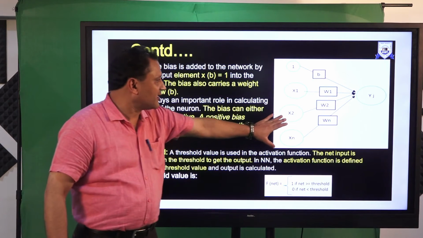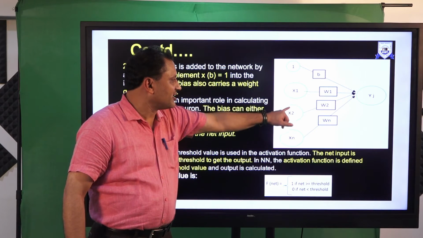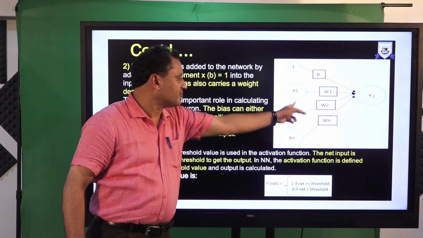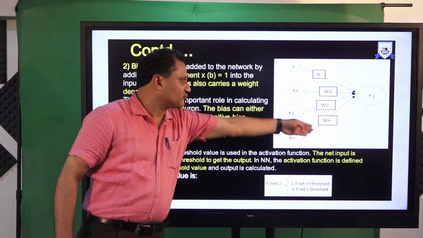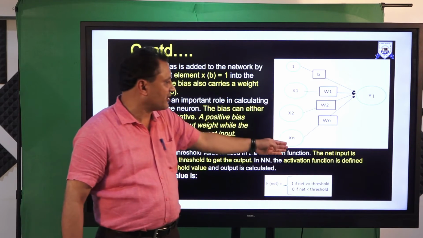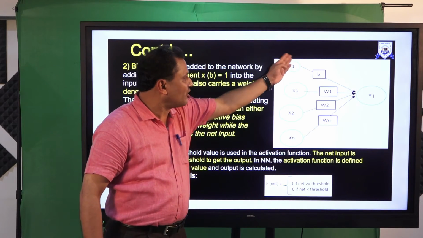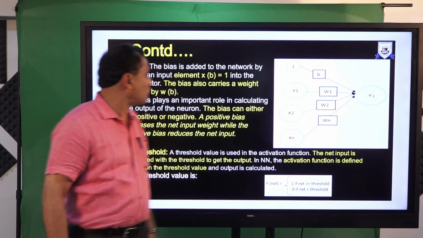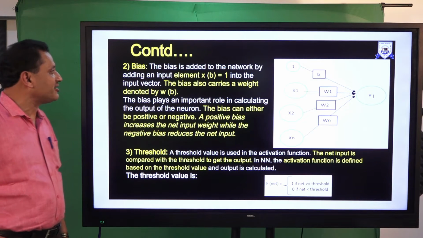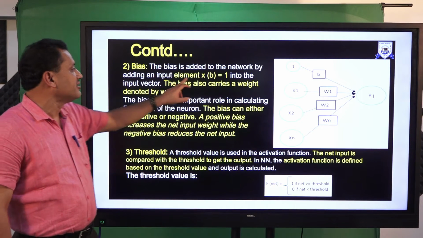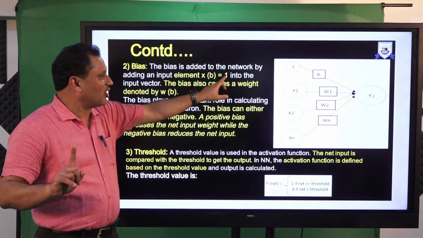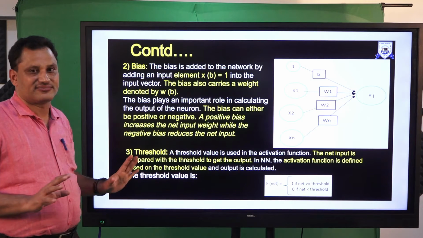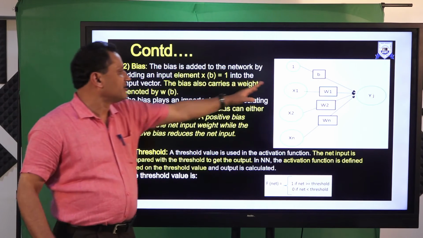If we see this structure, it is one layer only, one input layer and one output layer. The input layer has 3 neurons and a weight is associated with each neuron. X1, X2, Xn is the input layer. And this is not an input, this is bias. What is bias? Bias is added to the network by adding an input element 1, always, into the input vector. The bias also has some weight. Here it has a weight B.